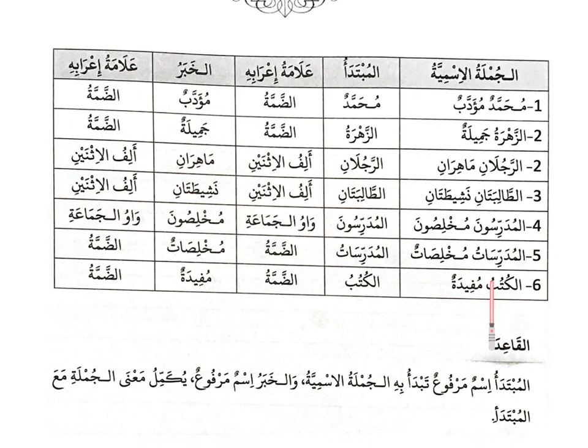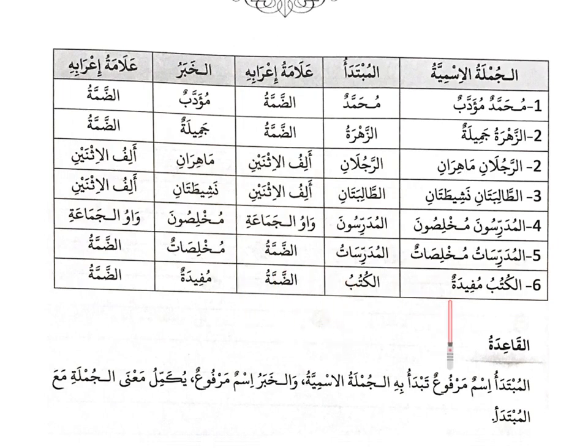And the same goes for number 6. Al-kutubu. So why do we read with a dhamma? Why do we say kutubu and not kutuba? Because this is mubtada. The word kutub is mubtada, and mubtada is marfu'. And when something is marfu', you end the word with dhamma. That is why we say al-kutubu.